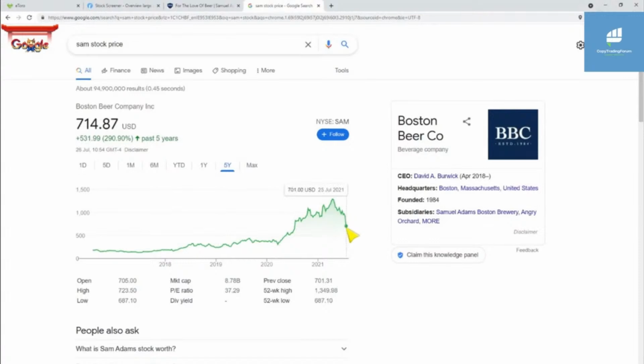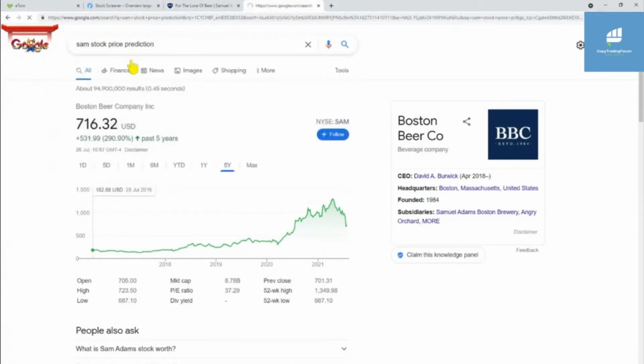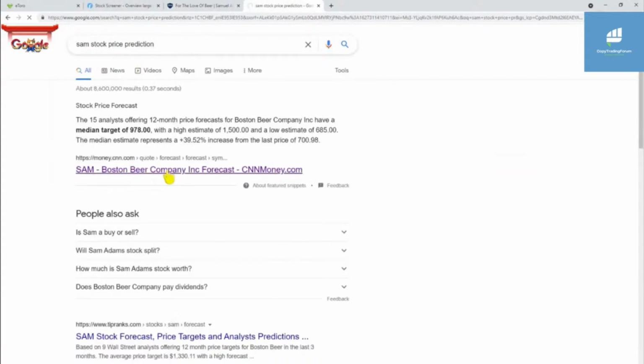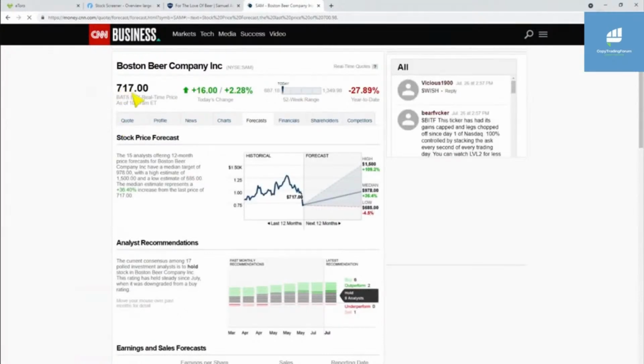But I'm going to show you, we research the SAM stock price prediction. So we put in SAM stock price prediction to see what the analyst rating is for the next 12 months, what their forecast of price is, and what their forecast of rating is. And you can see here that the low is 685, and now it's at 717. So it's around the low point. And when I invested, it was even nearer to the low point there. And the median is 978, and the high is nearly double the price. It's 1,500 that they expect the price to go to over the next 12 months.